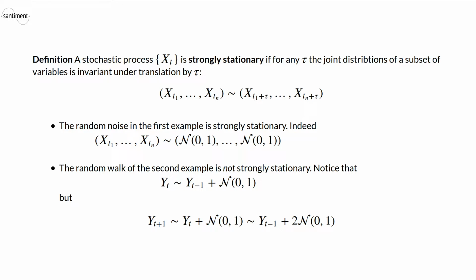So here you see that we have only one timestamp. We translate it by 1. So here tau is 1. And we get a different distribution. So this is not stationary.